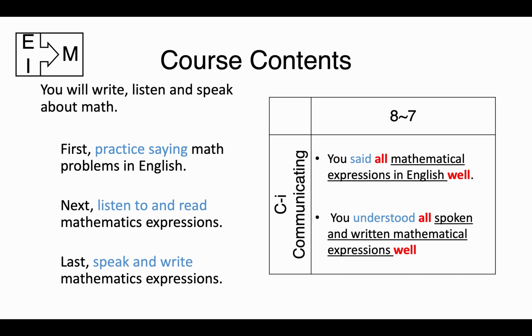Now let's look at C, communicating. For communicating, first you will practice saying math problems in English. Next, you will listen to and read mathematics expressions. And finally, you will speak and write using mathematical expressions. So, if you can say all of the expressions well, then you'll have 7 or 8. And if you can understand all of the problems well, then you can have 7 or 8.